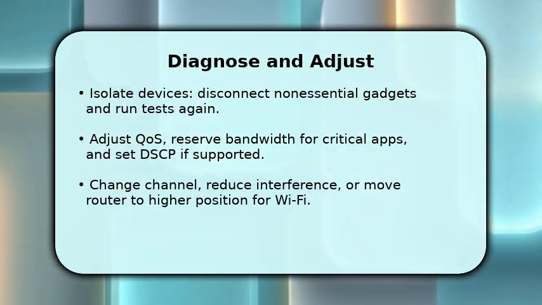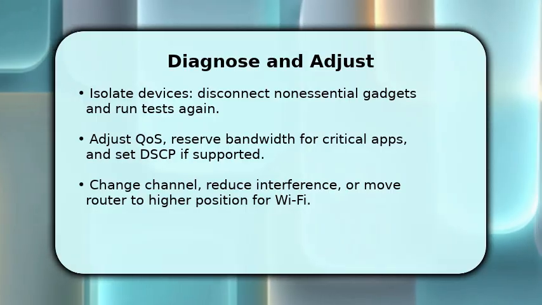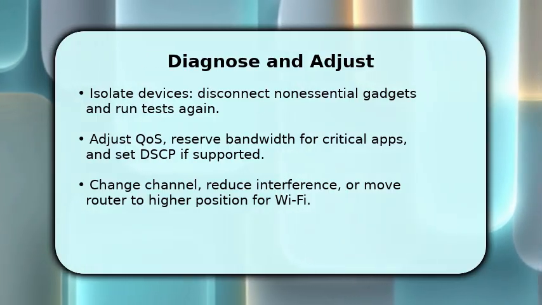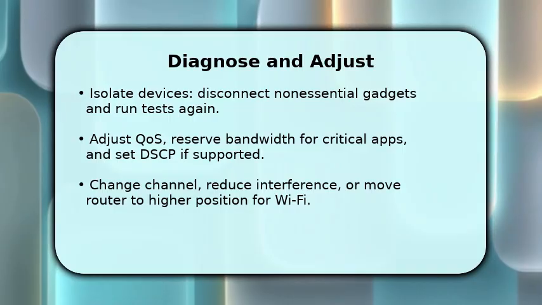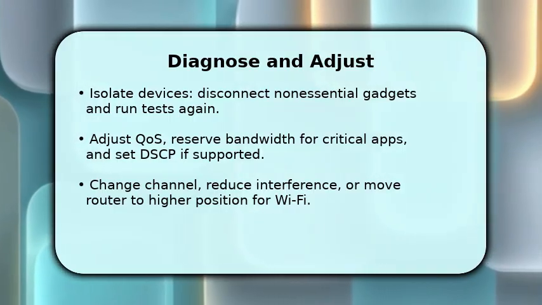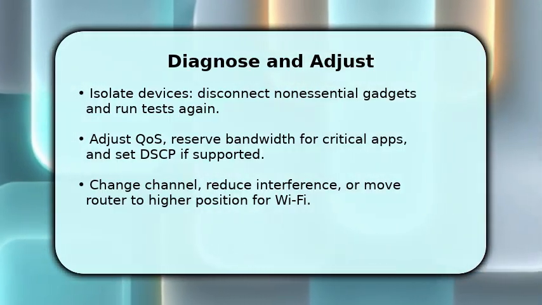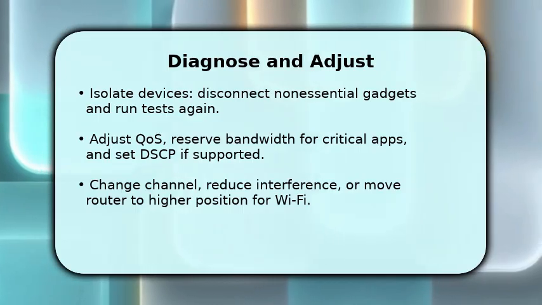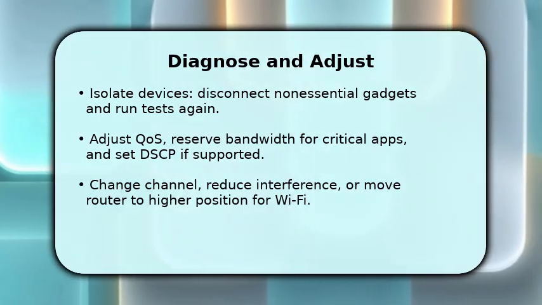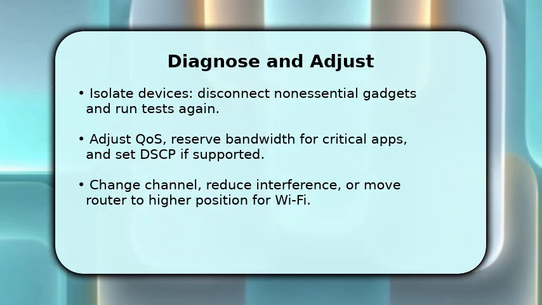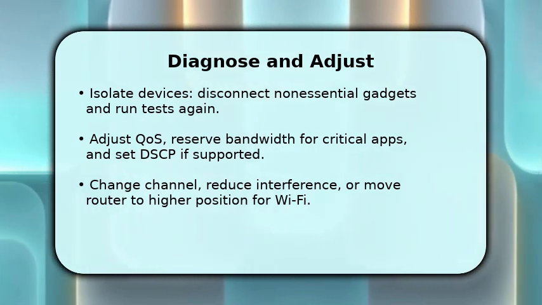Configure quality of service to prioritize real-time traffic, reserve bandwidth for key applications, and enable DSCP tagging if your hardware supports it. This reduces queuing variability. For wireless clients, change channels, check for co-channel interference, or relocate the router to reduce multipath effects. Make one change at a time and remeasure so you know.